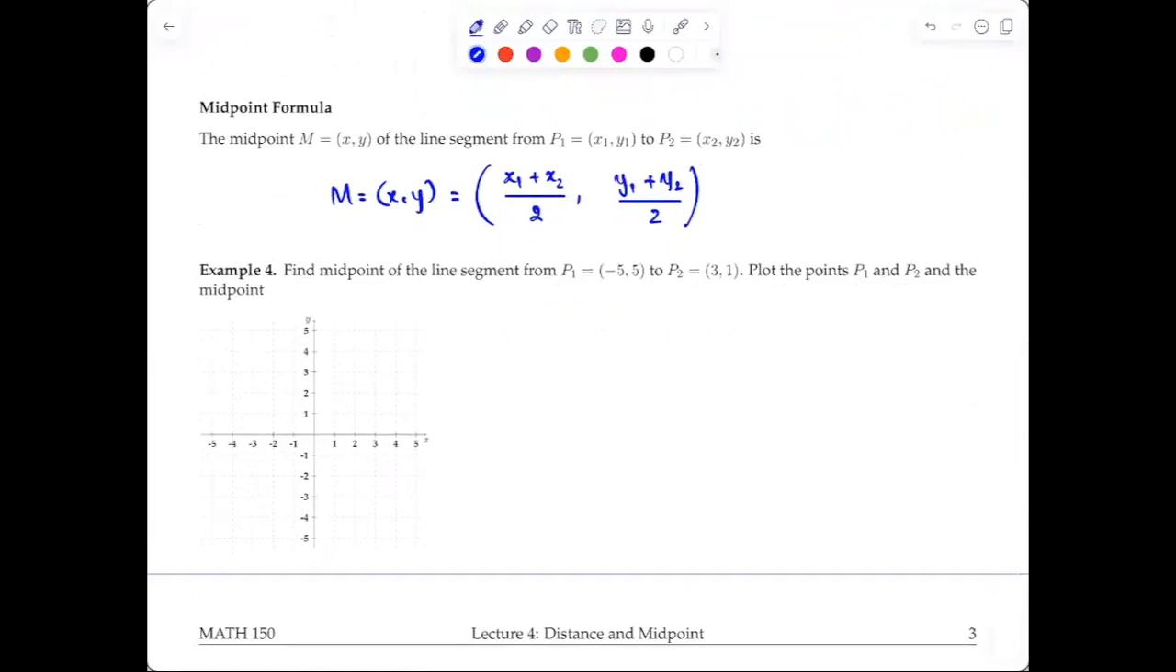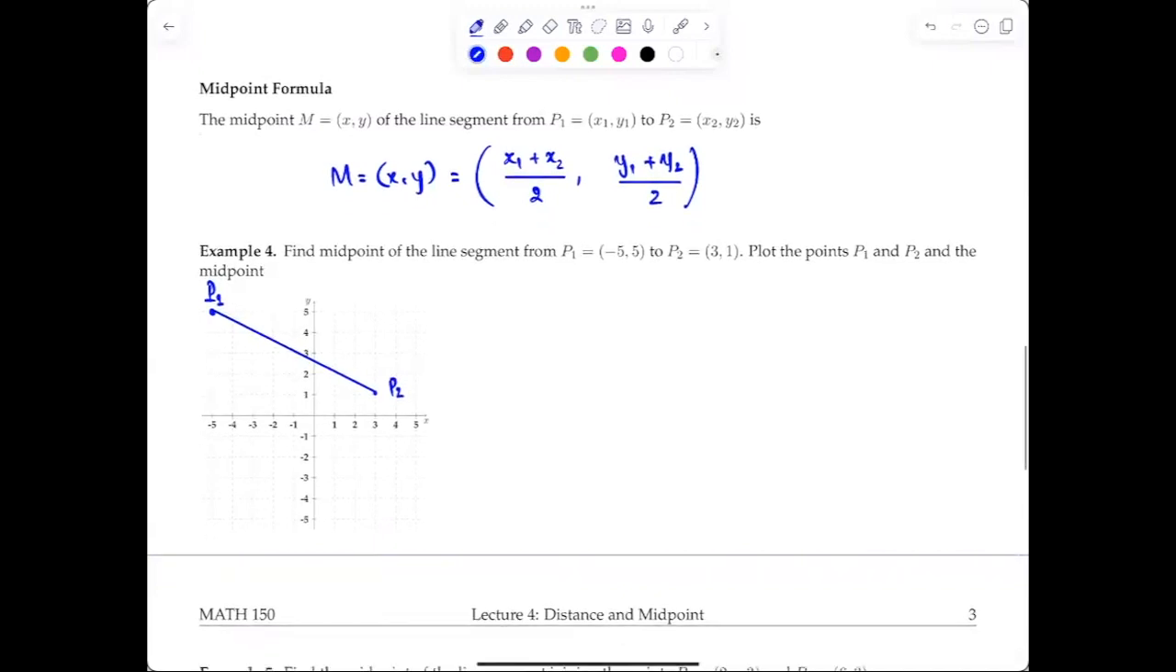Now, example 4, find the midpoint of the line segment from the point -5, 5 to the point 3, 1. So the point -5, comma 5, this is point P1. And the point 3, comma 1, this is the point P2. So you connect the 2 points together.